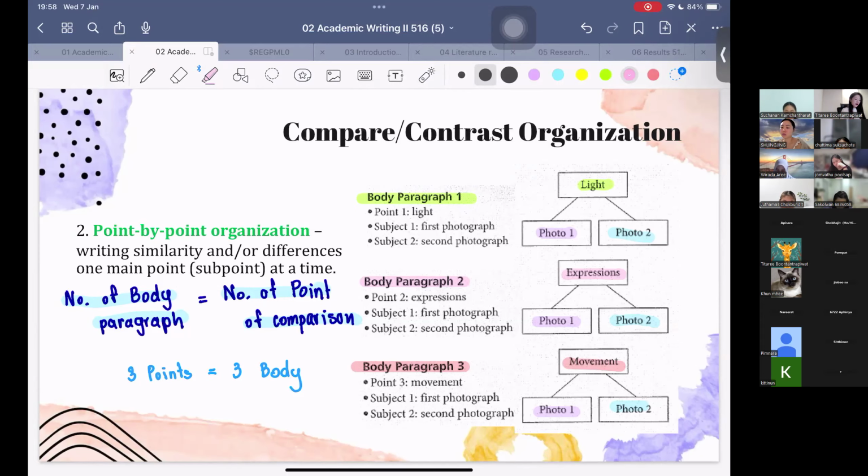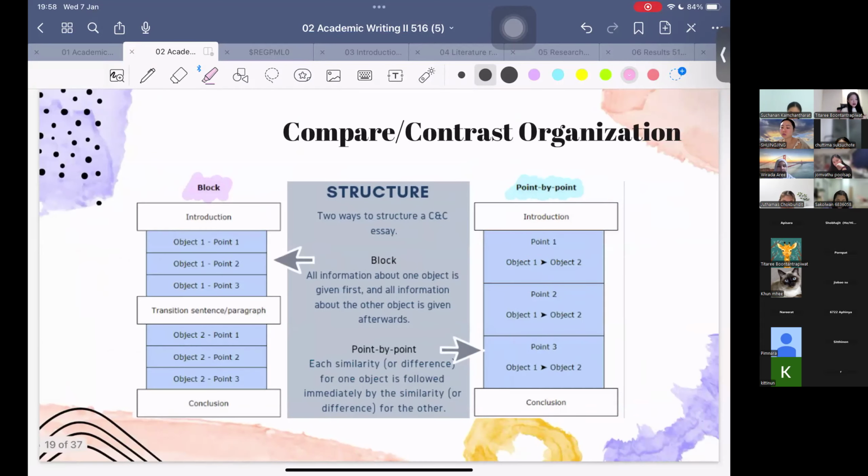And that would be the point by point organization. Again, you have a choice between block or point by point organization. Truly, this is up to you. I think either one is great in its own way. So this is where you choose which one best fits your style of writing or best fits the content that you wish to provide to your audience.